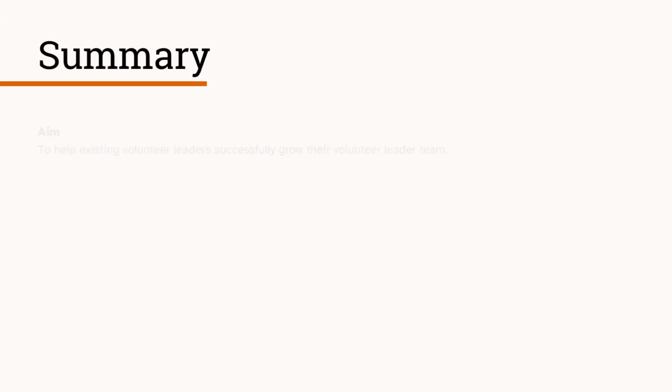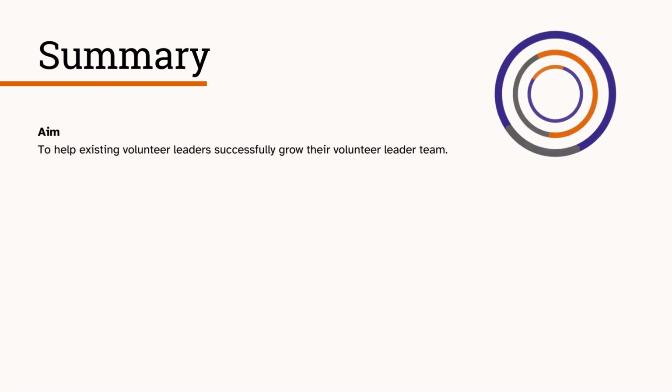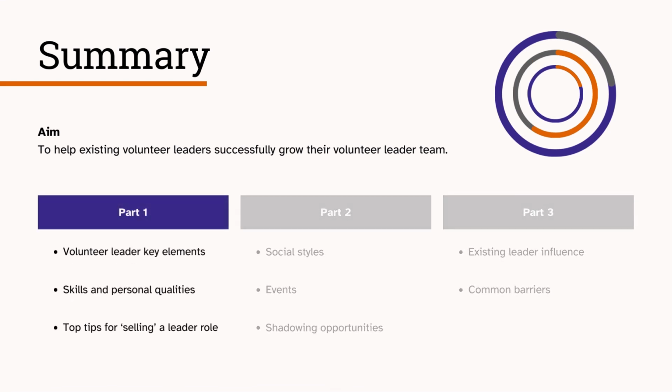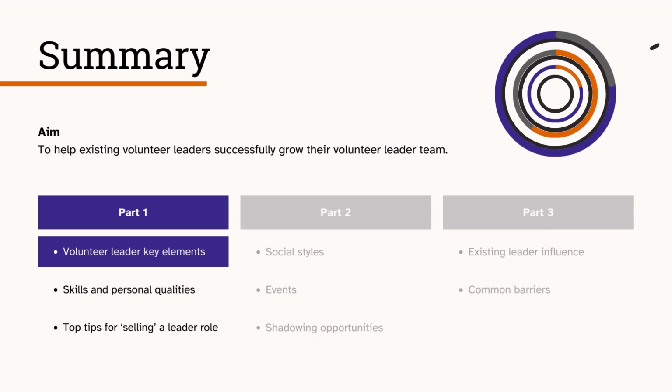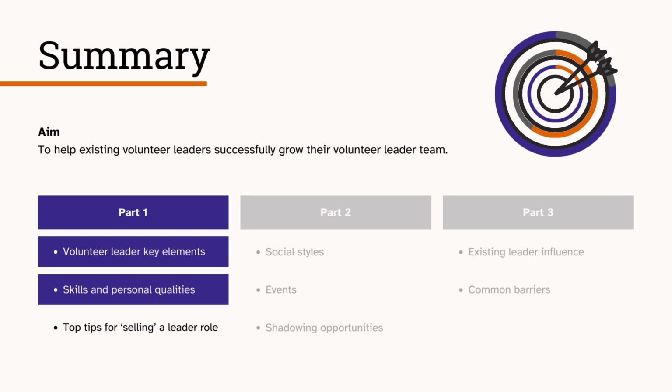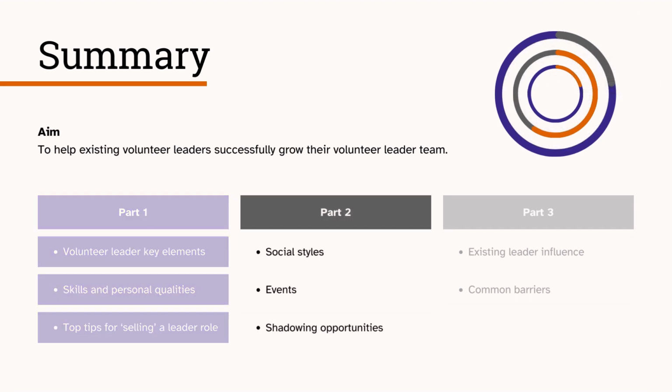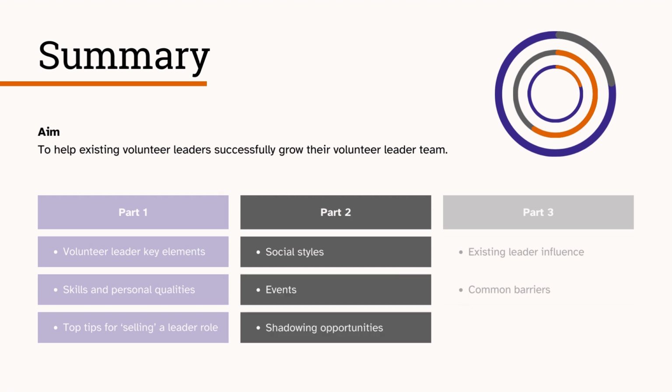The aim of this guide is to give you, an existing volunteer leader, the knowledge and confidence needed to successfully grow your volunteer leader team. In this video, part 1 of the guide, we've looked at some key elements which set volunteer leader roles apart from standard volunteer roles, important general skills and personal qualities for all volunteer leaders, along with some more specific examples for certain kinds of leader roles, and top tips for effectively selling a leader role. Make sure to watch part 2 of this guide to learn about social styles theory. We'll also look at different events and shadowing opportunities.